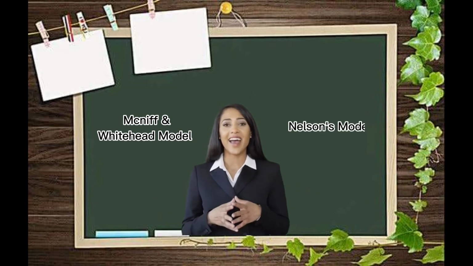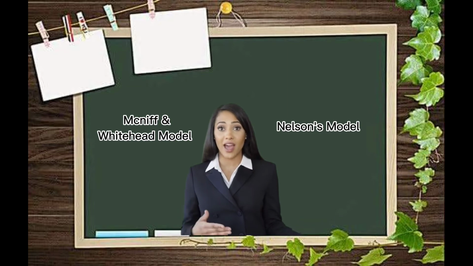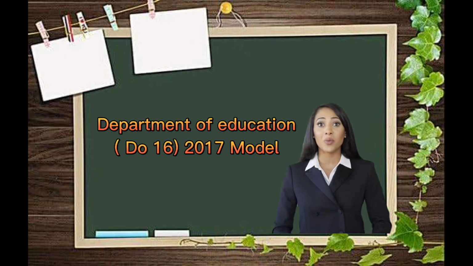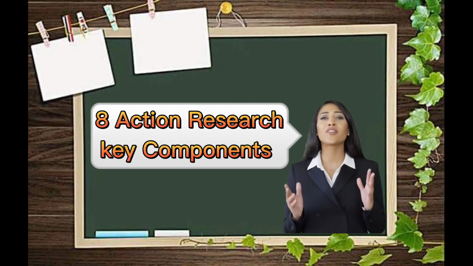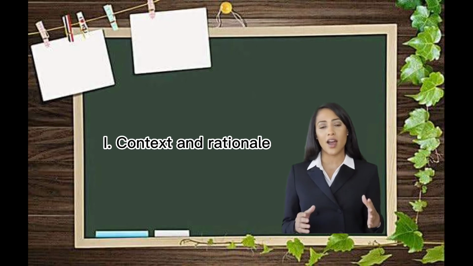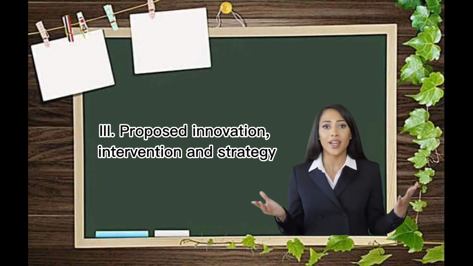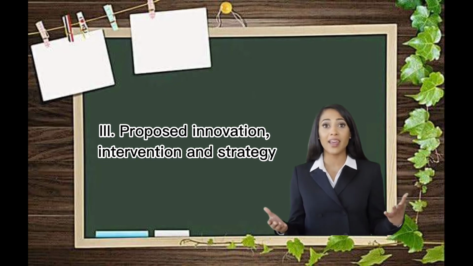However, Nelson's model is already the same process as the McNiff and Whitehead model. Department of Education 2016-2017 model. There are 8 action research key components. 1. Context and rationale. 2. Action research questions. 3. Propose innovation, intervention, and strategy.